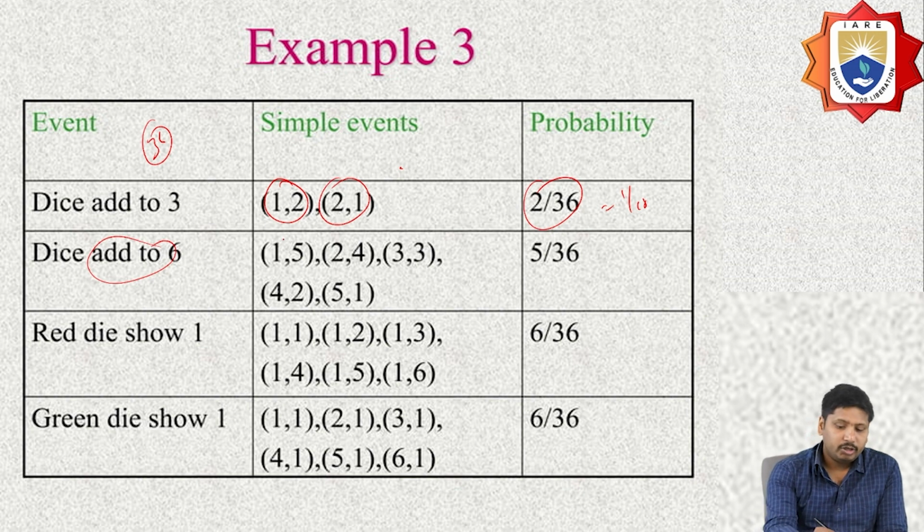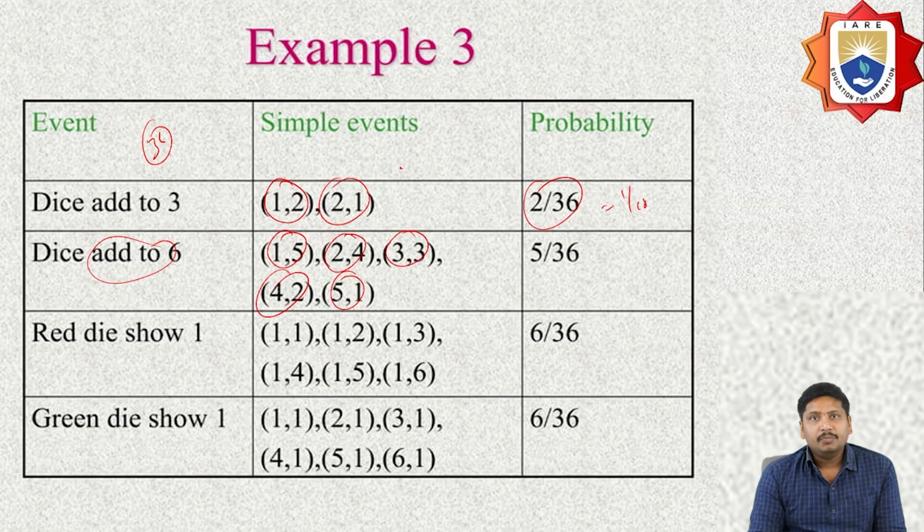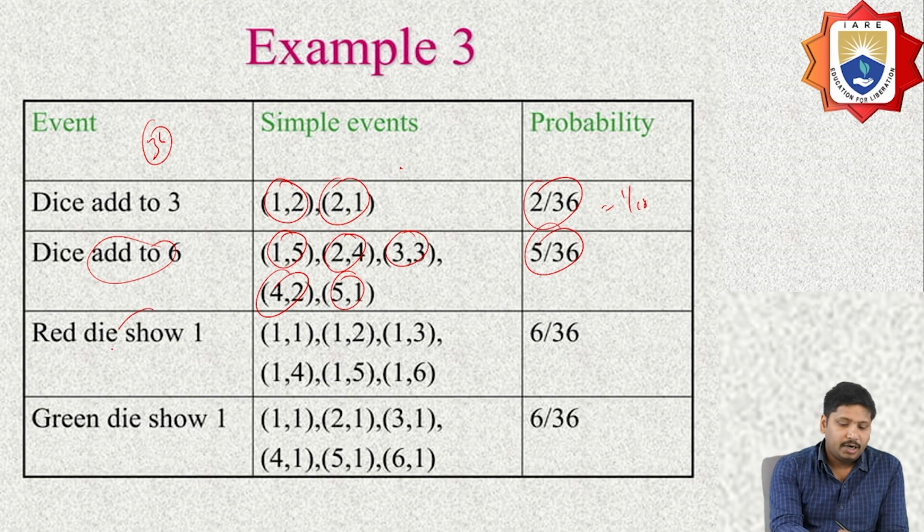So for this I'm going to get 1 and 5, 2 and 4, 3 and 3, and 4 and 2. I'm going to get 5 possibilities, so 5 by 36. So the red die shows 1. So what are the probabilities?